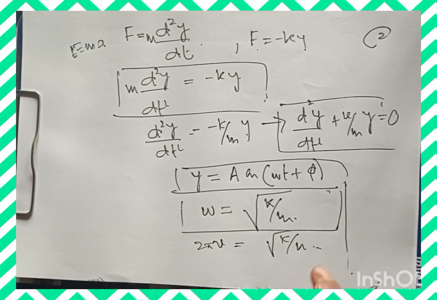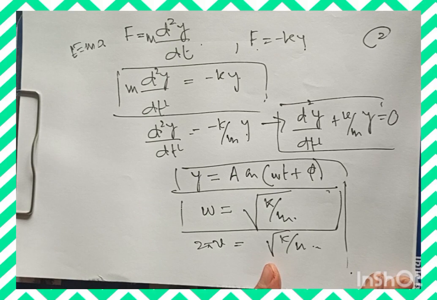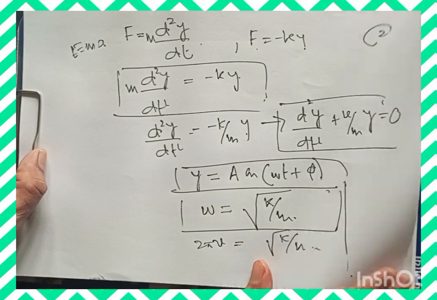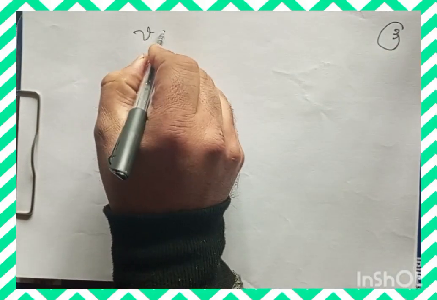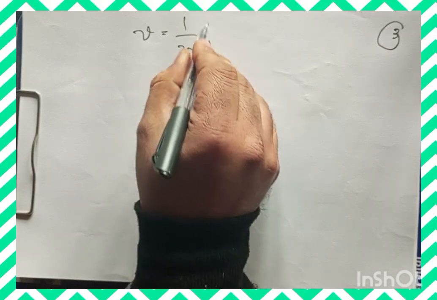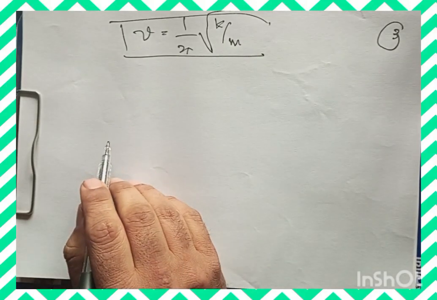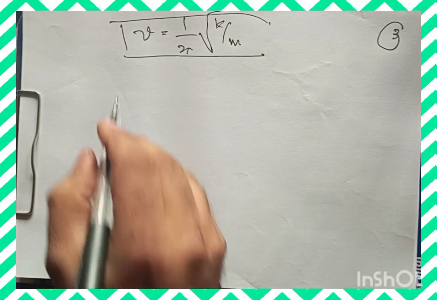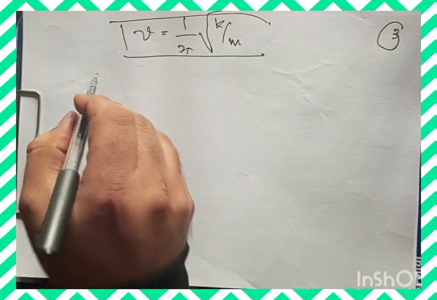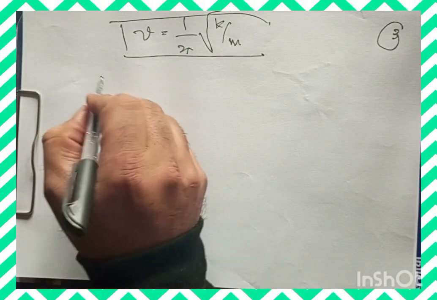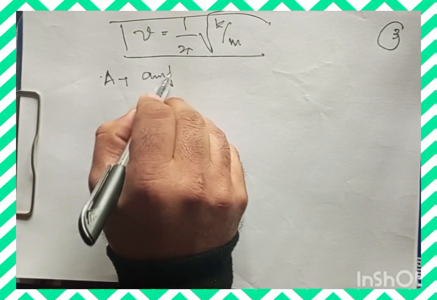And then we can have the frequency. That frequency will give us the measure of frequency of oscillation. So what will that frequency be? That frequency will be 1 by 2 pi under root of k by m. So this nu is the frequency of oscillations, and this a that we have is the amplitude. So a refers to the amplitude.